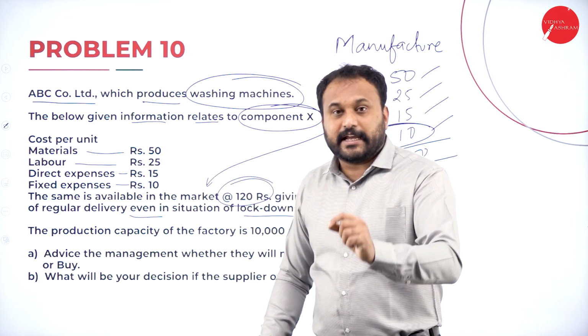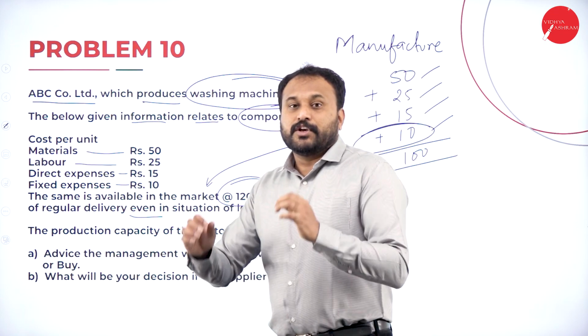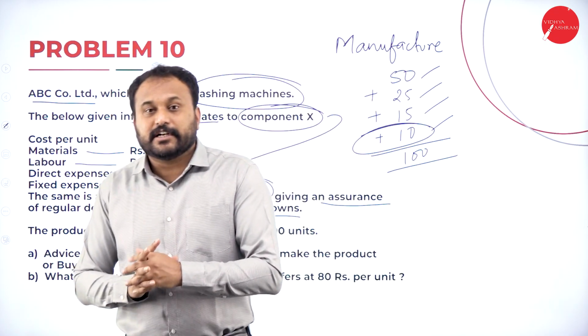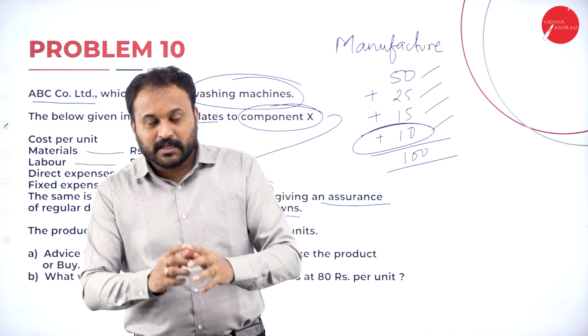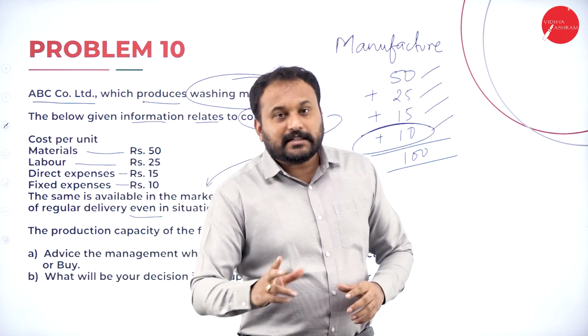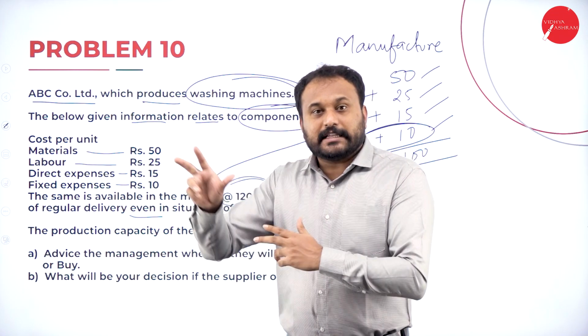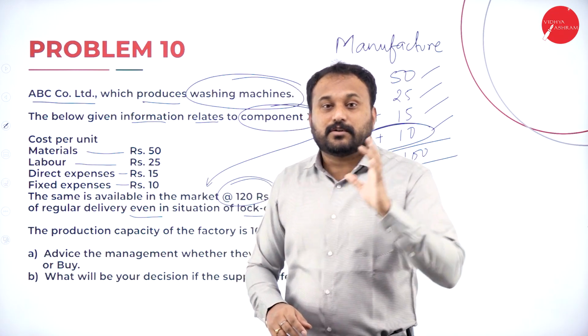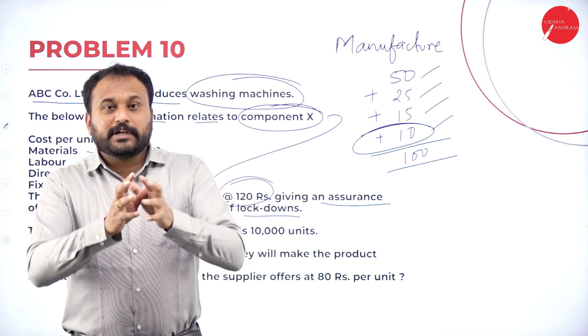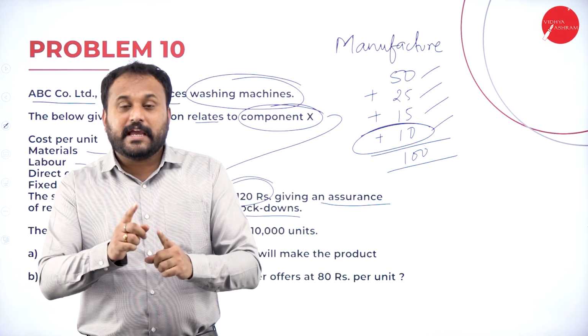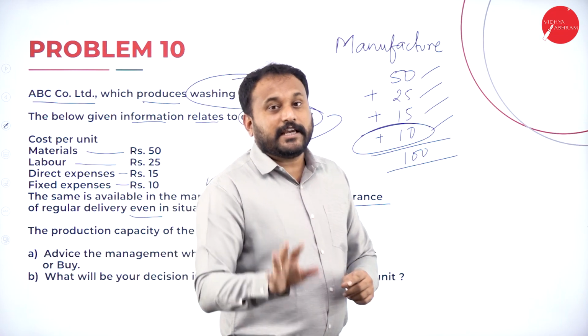I'll repeat once again. This is what you are supposed to understand. We should never add fixed costs or fixed expenses or anything related to fixed. So when you deduct that, what you get is variable cost only that you should add. Variable cost and semi-variable cost will give you the total cost in make and buy decisions only.